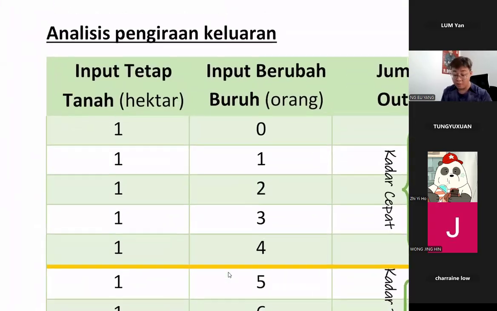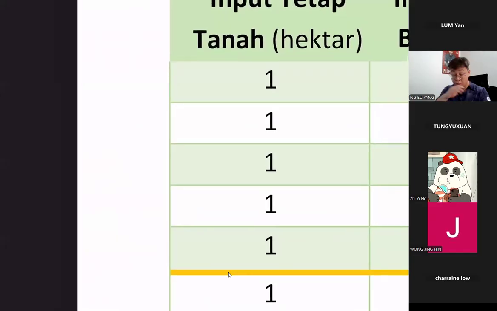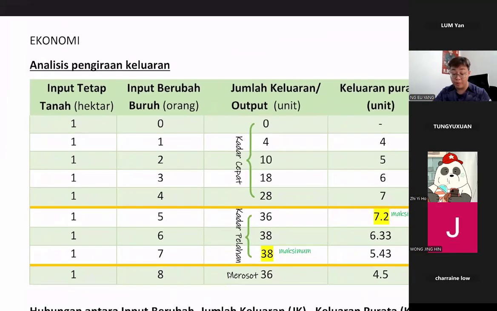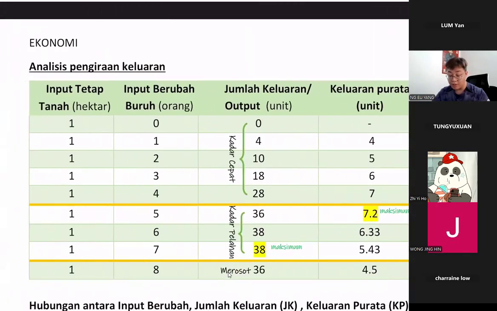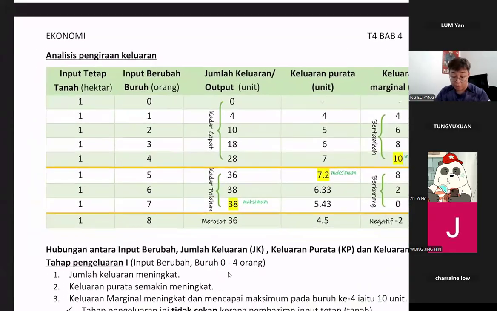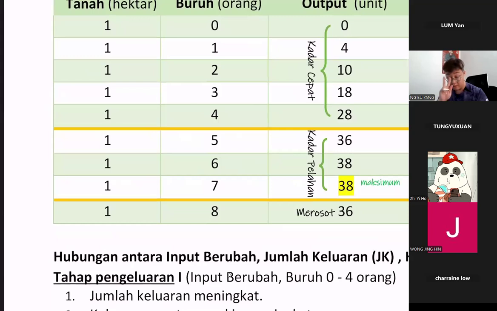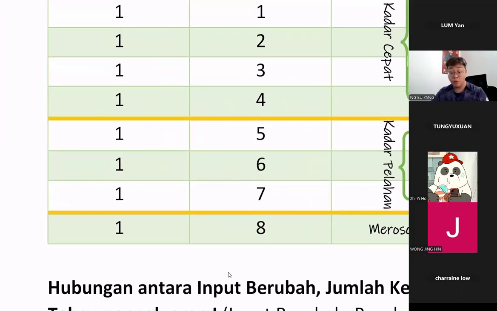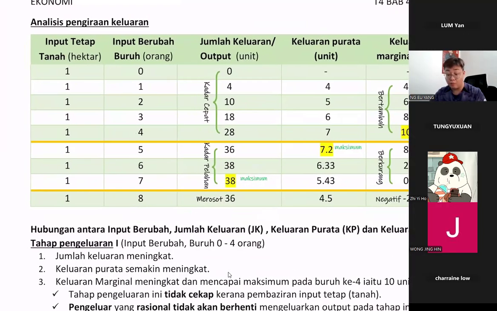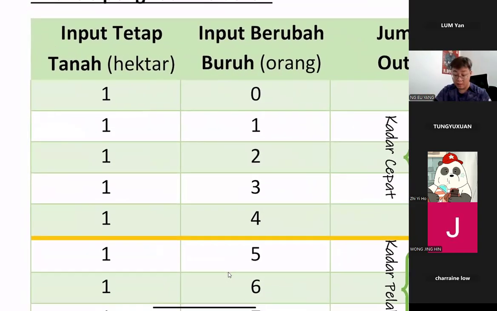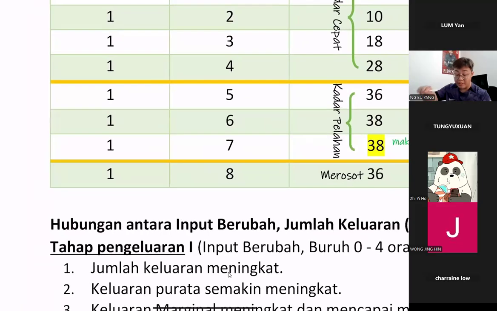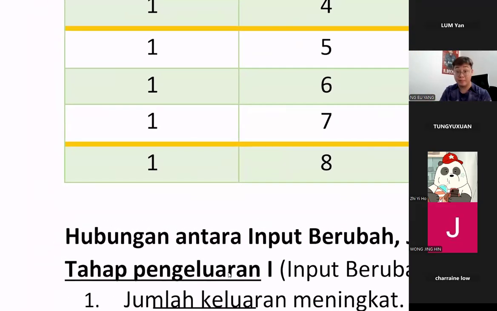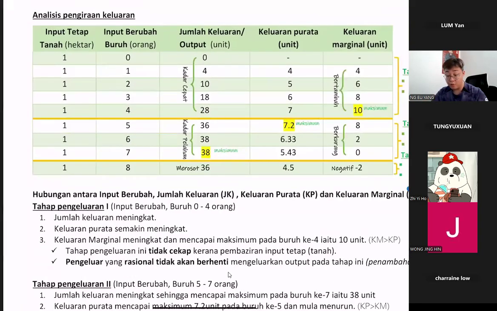Understand? So for the first 4, we are wasting the input tetap, even though we are already utilizing all the input berubah, so that the input berubah for the buruh keempat is able to produce the maximum unit in keluaran marginal. But after the buruh ke-7, which is the input berubah of 8, the 8 labor, yes, we recruit more people, but our land is limited. So that's why the land is fully utilized within 5 to 7 buruh. Within 5 to 7 buruh, the maximum point for jumlah keluaran and keluaran purata utilizes both input berubah and input tetap. Before that, we are wasting the tanah while maximizing the input berubah. After the 7, we are wasting the input berubah. Yes, we still try to fit more people into the input tetap, the tanah.